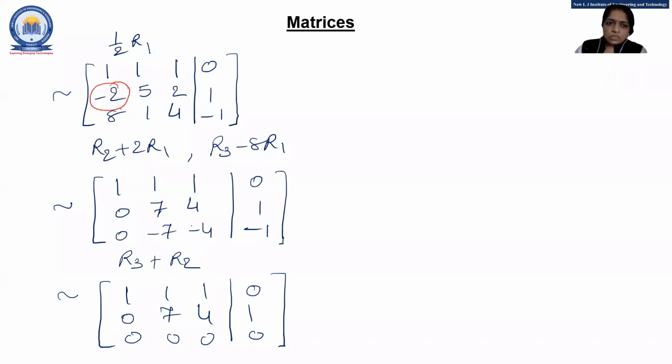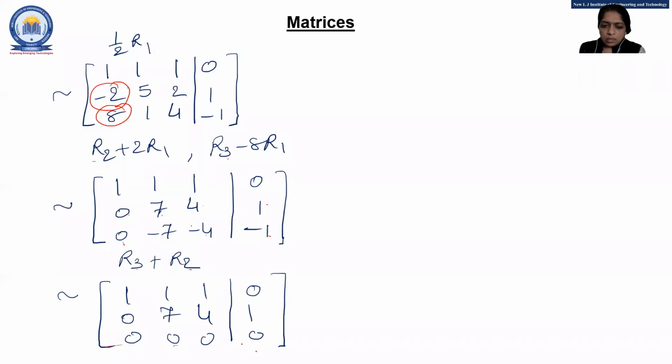Now I want to convert this -2 and 8 into 0. So by doing these two operations, I get these zeros, right? See, the next move is I want to convert this 7 into 1. But see carefully. This is 0, 7, 4, 1 and this is 0, -7, -4, -1. So both are the same, just the signs are different. So by doing R3 plus R2, my below row is 0 on both sides.